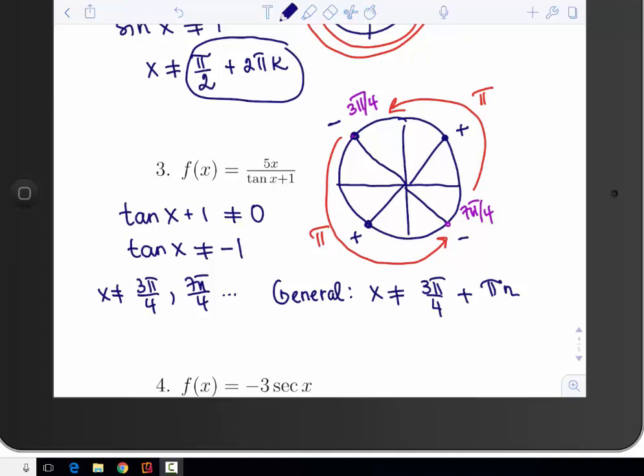These are the points of discontinuity. You can check, plug in any other number, it will be alright. Just use a calculator real quick. Plug in a value for x such that it's not of this form. You'll get a well-defined number, but you will not get a 0 in the denominator. Plug in 7 pi over 4 plus, let's say, 3 pi, and you'll see that you can have division by 0.